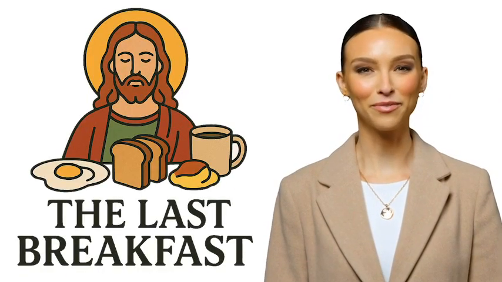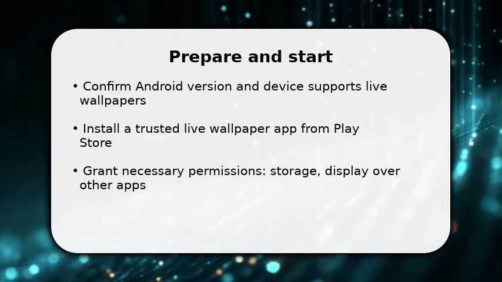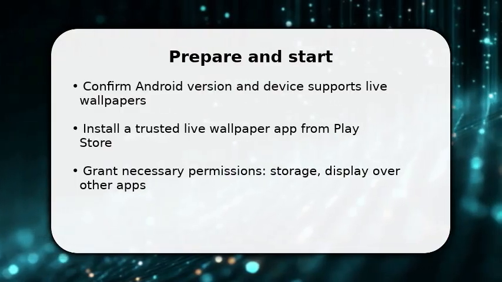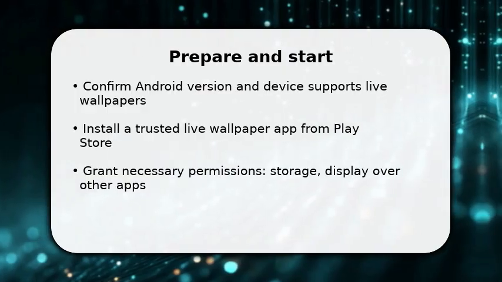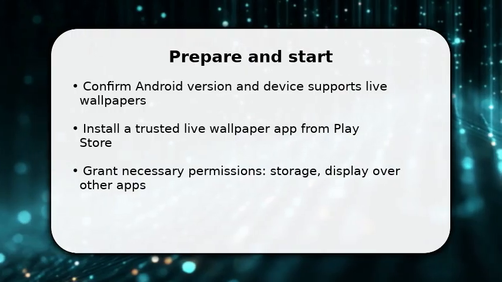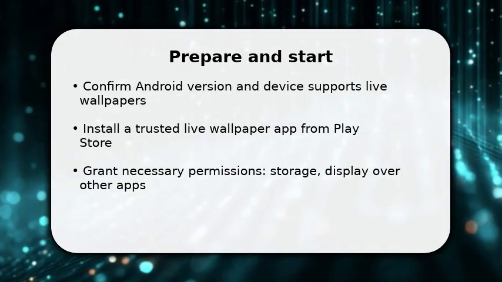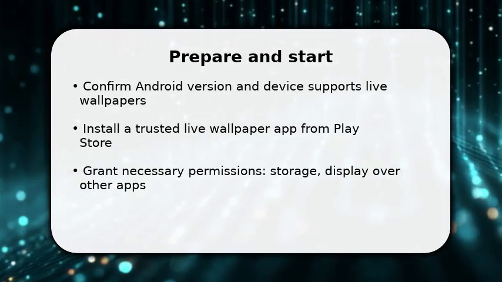Please enjoy the video. You begin by confirming your phone supports live wallpapers and installing a reliable live wallpaper app. Once installed, open the app and grant storage and display over other apps permissions so it can render. Next, choose a wallpaper preview and tap Set or Apply. This writes the resource to your system.